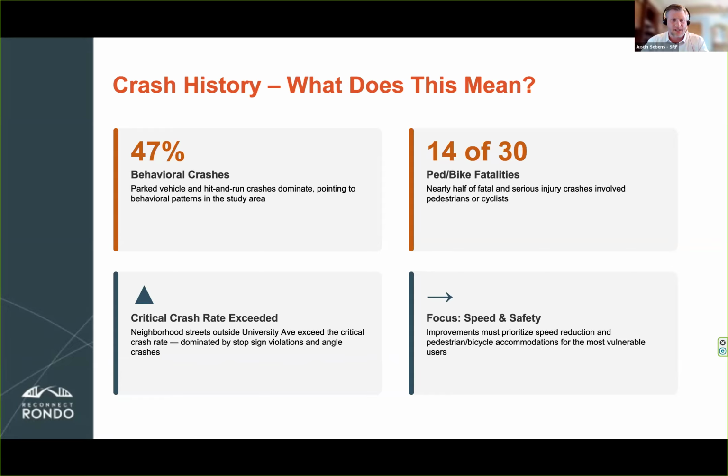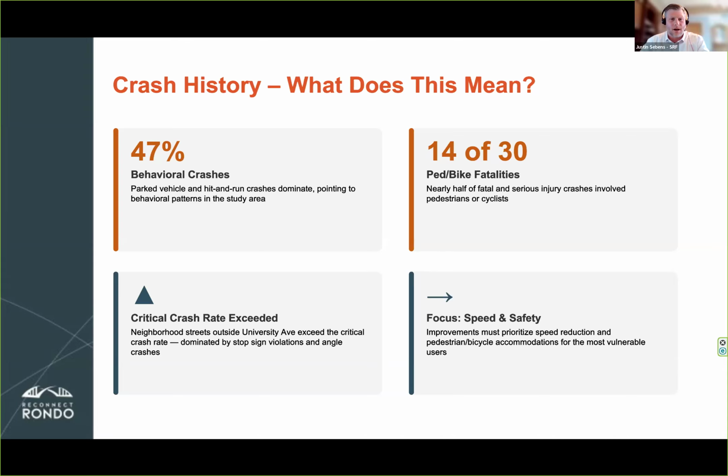That critical crash rates exceeded. A lot of those locations where we have those critical crash rates getting exceeded are on those neighborhood streets. They're on the streets that people are using every day, whether it's walking or biking or going to wherever they need to. It's those streets that they're using quite often. And that's something that we want to make sure we pay attention to as we move forward.